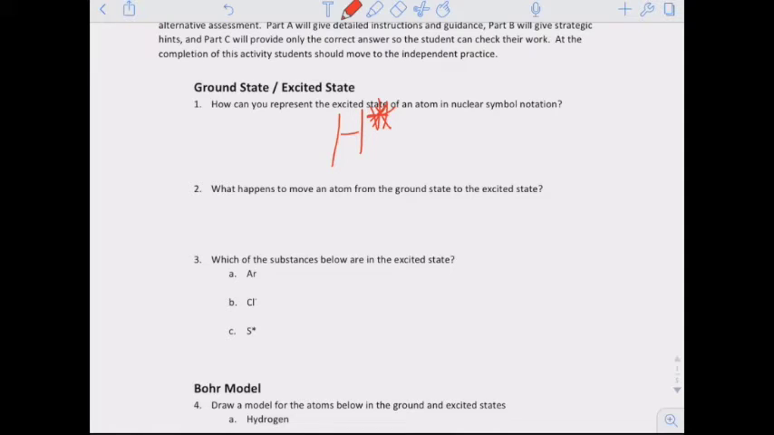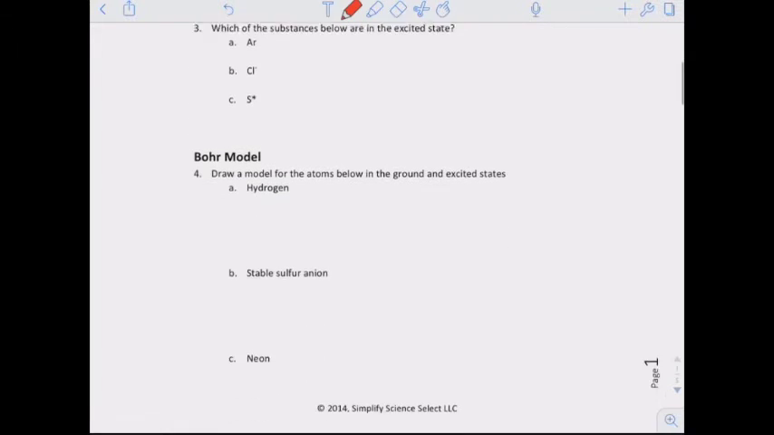Number two, it says, what happens to move an atom from a ground state to an excited state? All it takes is an electron absorbing energy and jumping energy levels up to a higher state. Which of the substances below are in the excited state? Go ahead and look at one and see if you can figure three out.